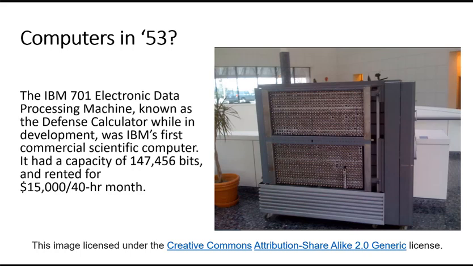In 1953, this is what a computer looked like. This is the IBM 701 electronic data processing machine, known as the defense calculator. It had the amazing capacity of 147,000 bits of information, and you could rent it for $15,000 a month if you ran it for 40 hours. If you wanted to run it for an extra 40 hours during the month, the additional cost would be $20,000.